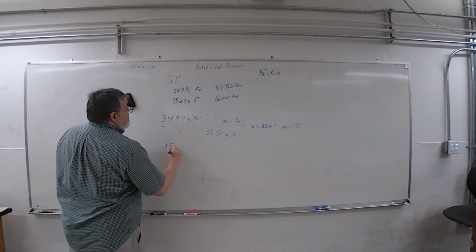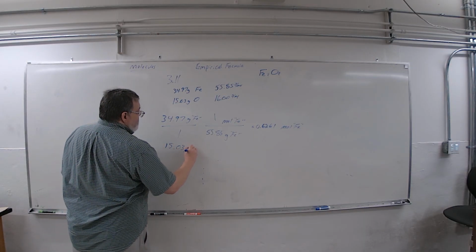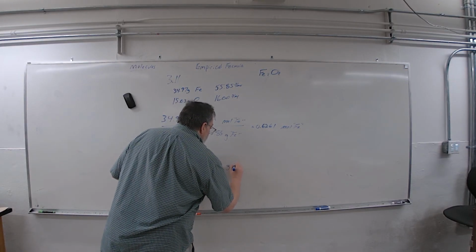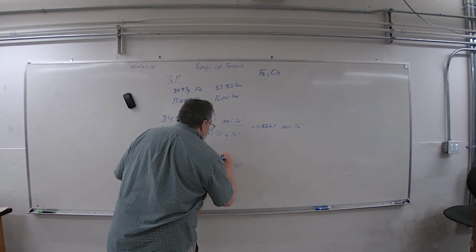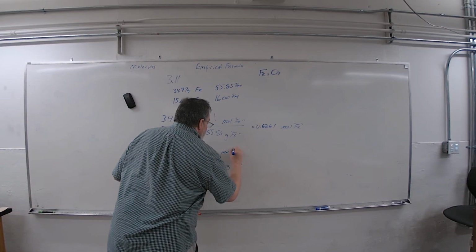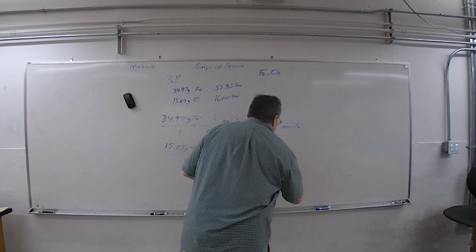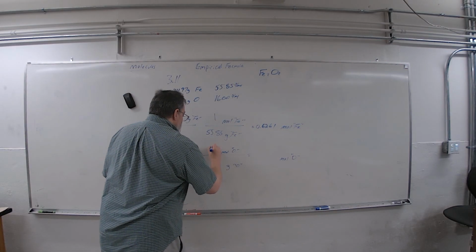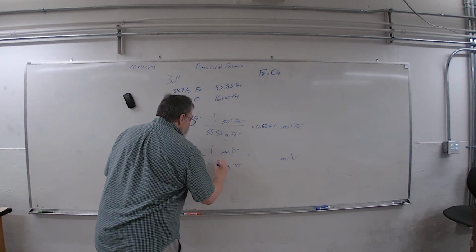Oxygen, I have 15.03 grams of oxygen. Grams of oxygen, moles of oxygen, so that I'll end up in moles of oxygen. 1 mole is 16.00.